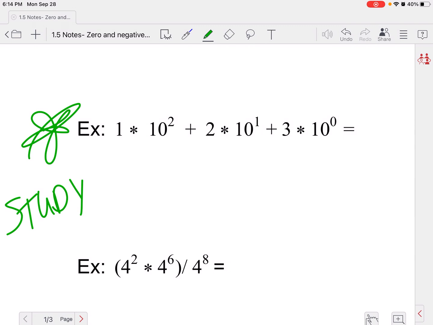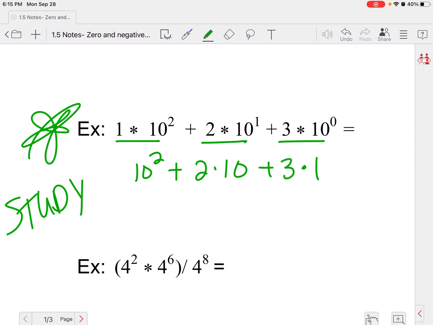Okay? So when I do this, I see 3 chunks being multiplied together. So I'm going to deal with each one of those. Well, 1 times 10 squared is just 10 squared. Plus 10 to the 1 is just 10, so 2 times 10 is all that's left there. And then 10 to the 0 just becomes 1, so that's just 3 to the 1. Or 3 times 1, I should say.